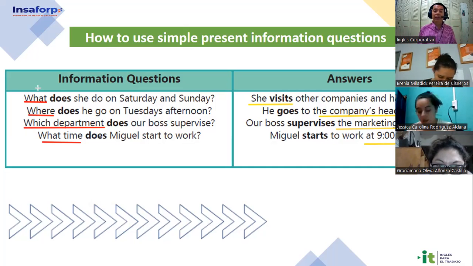And where does, for example, right? Where does Erenia work? She works in Serpas y López, right? What does she do? What does she do? You don't say, what does she do? Serpas y López. No, right? What does she do? She's an engineer, right?